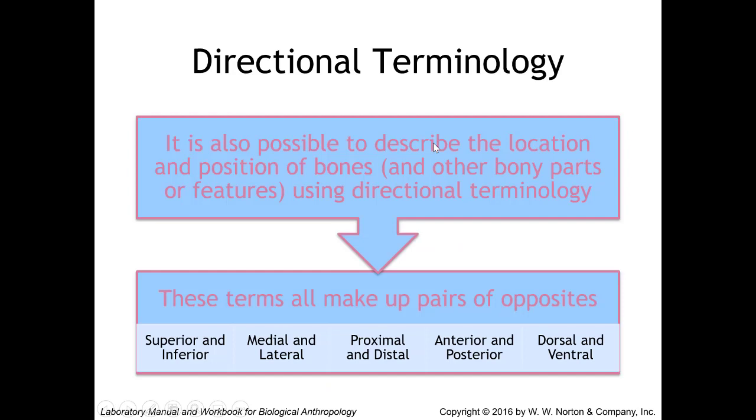We can also describe the location and positions of the bones and other bony parts or features using directional terminology, right? So you are going to be getting parts and features of bones, and you're going to be looking at them and understanding that they are different. The distal end of your humerus is different than the proximal end of your humerus, and there are little features on them that make them different. Those features are going to be clues to help you determine what bone it is.